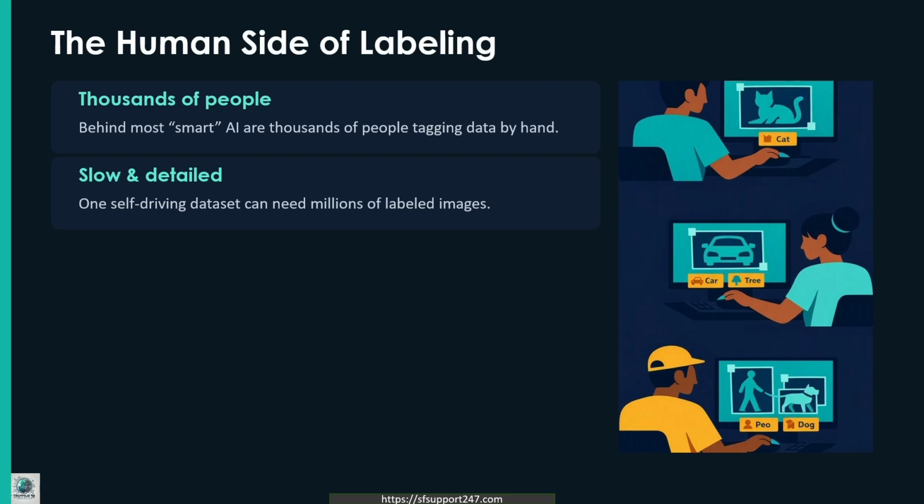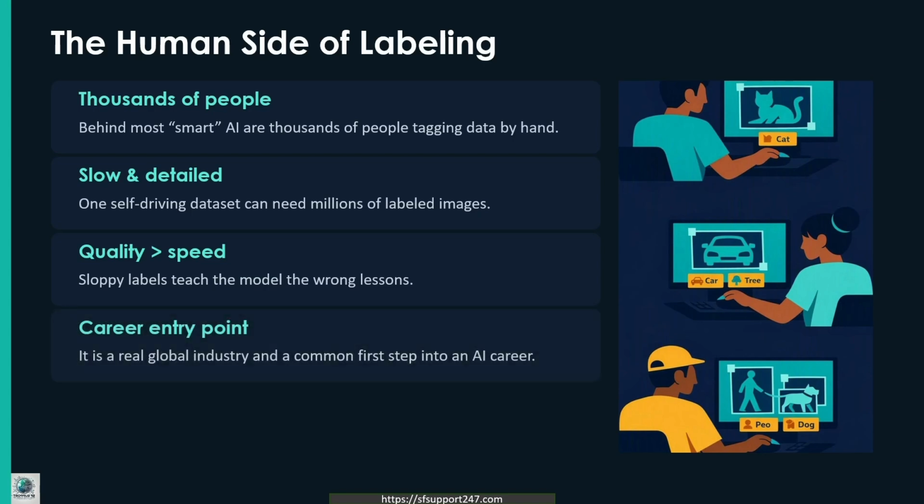Assume the same example, Tesla. If Tesla has this fully autonomous FSD, when it is driving on the road, if it needs to identify any human or a rat or a pillar or a traffic light, it needs so much labeling, it needs to go through so much training. Quality is greater than speed. Sloppy labels teach the model the wrong lessons. So it's always better to have quality data rather than a lot of data. Quality over quantity.